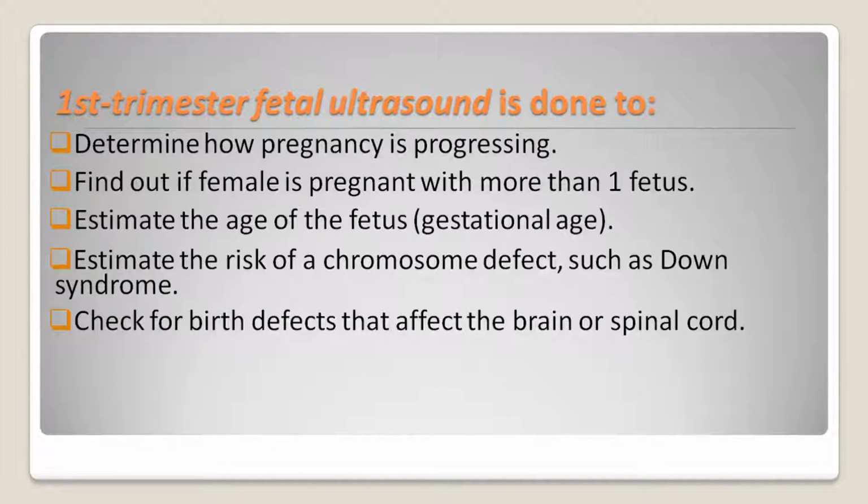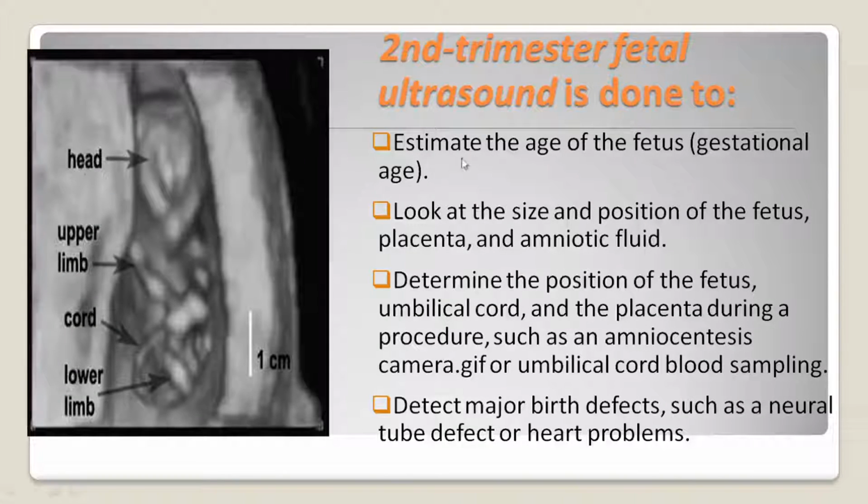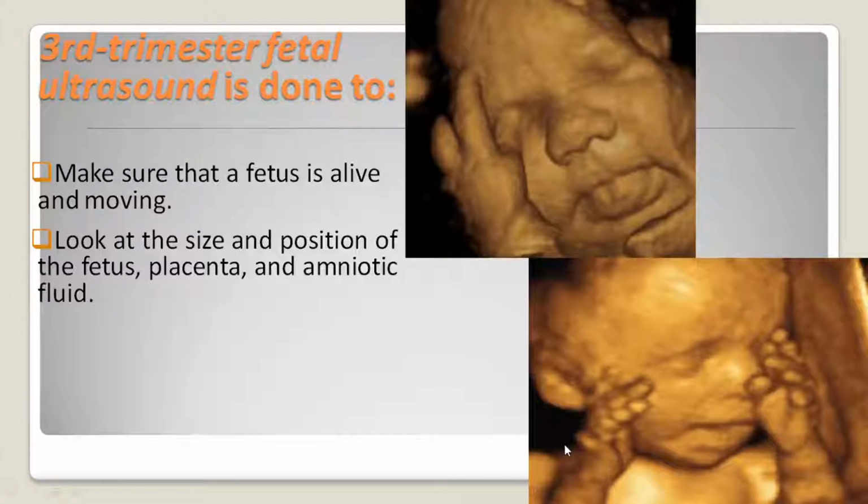The first trimester ultrasound is done to determine how the pregnancy is progressing, find out if the female is pregnant with more than one fetus, estimate the age of the fetus, estimate the risk of chromosomal defects such as Down syndrome, and check for certain birth defects in the brain or spinal cord. Second trimester: estimate the age of the fetus, look at the size and position of the fetus, placenta and amniotic fluid, determine the position of the fetus, umbilical cord, and placenta during procedures such as amniocentesis, and detect major birth defects such as neural tube defect or heart problems. Third trimester: make sure the fetus is alive and moving, look at the size and position of the fetus, placenta and amniotic fluid.